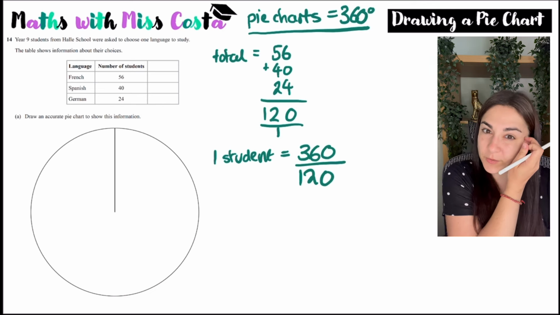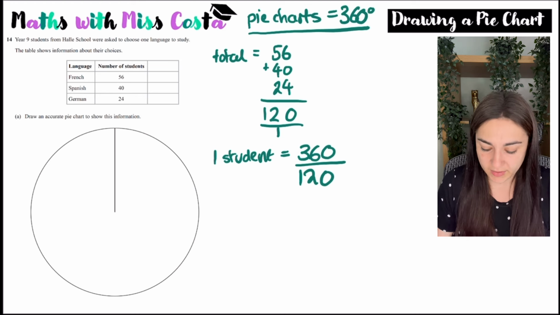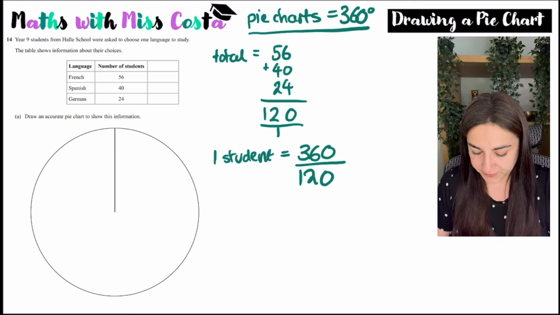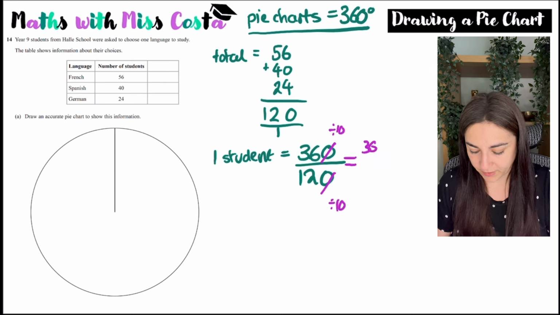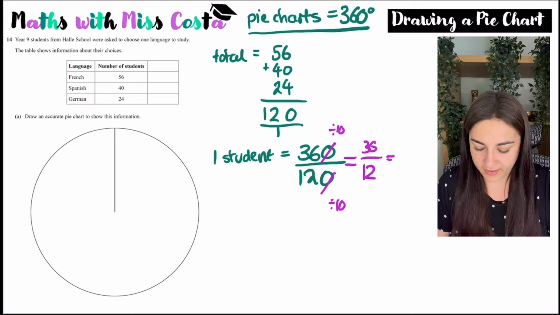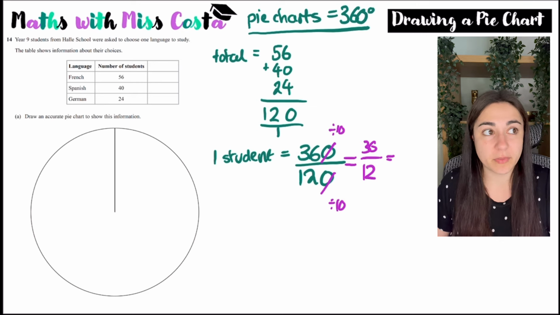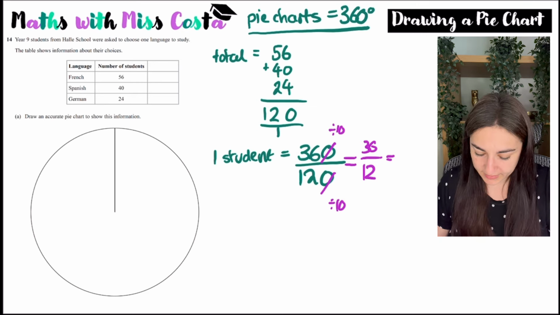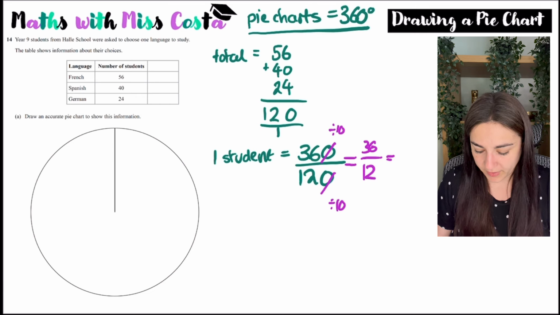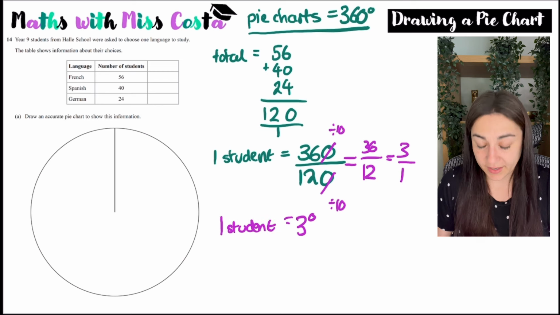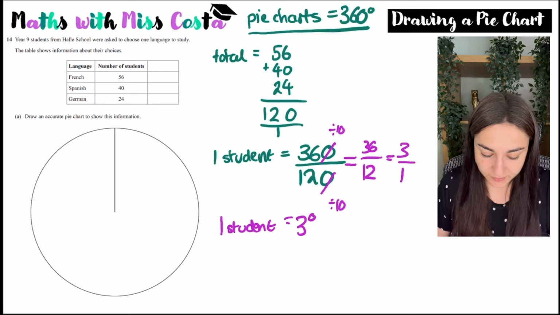Now I would do it the fraction way, but you can do the division any way that you want. So it's in a fraction. First of all, I know that I can divide by 10, so that would become 36 divided by 12. Then what could I do? I could divide by 3, I could divide by 12. If I divided by 12, 36 divided by 12 is 3, so that would be 3 degrees. So one student represents 3 degrees on the pie chart.